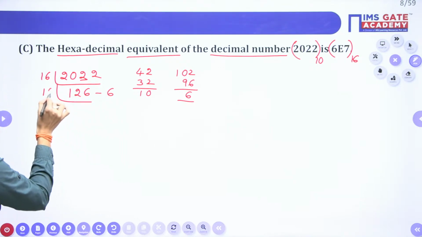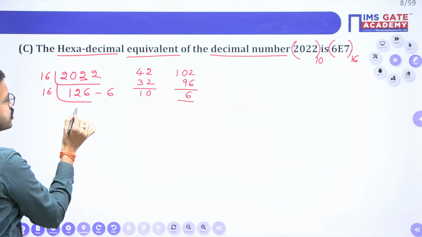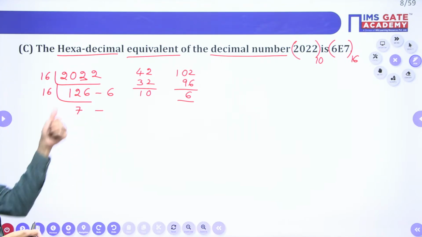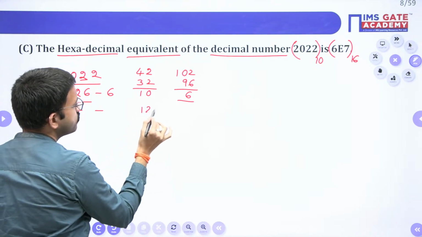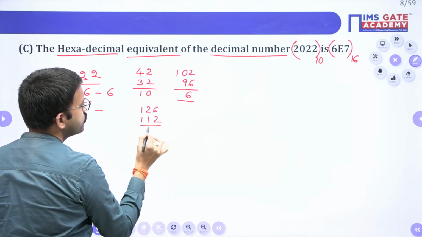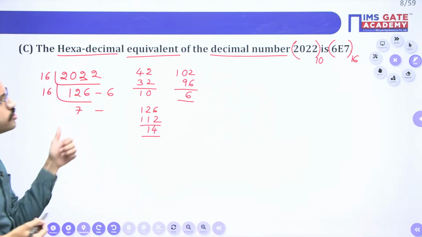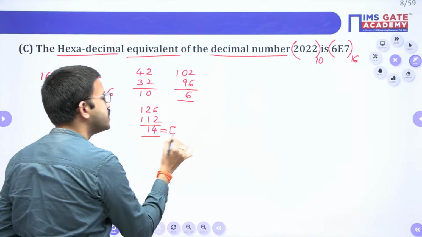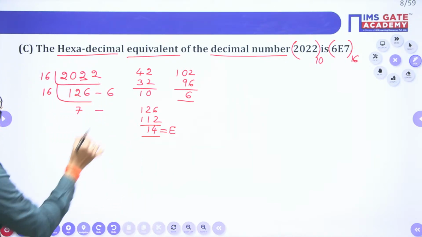Next 16 8s not possible, go with 7. 16 7s are 112. When you subtract 126 with 112, you will get 14. But we have to represent what? Hexadecimal. So this 14 is nothing but what? E. 14 is nothing but E.